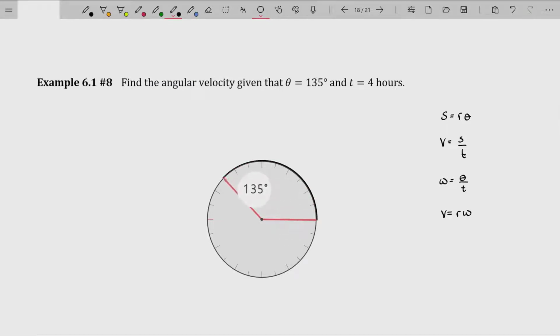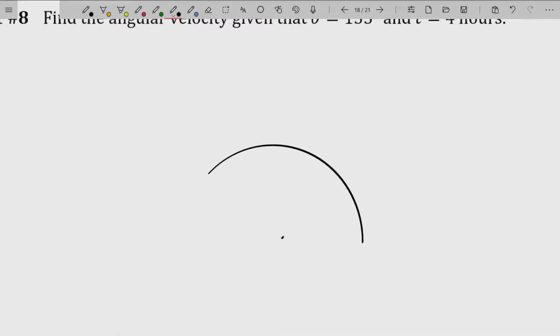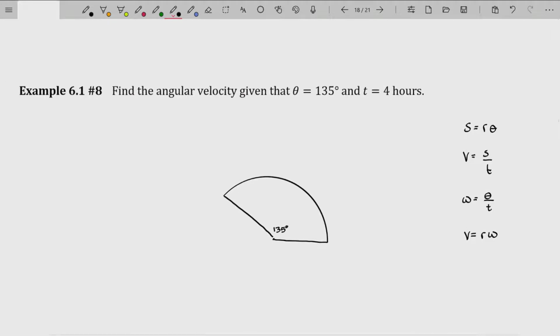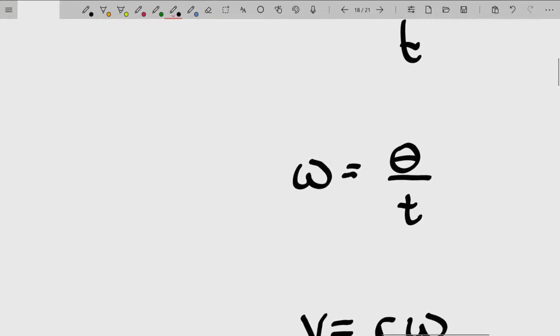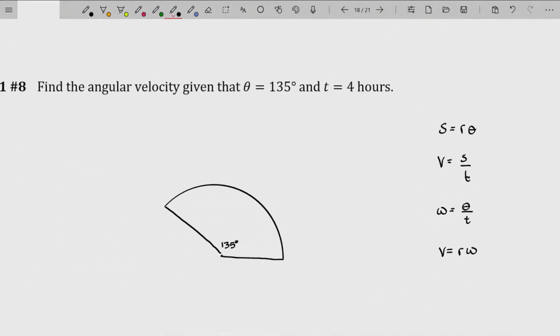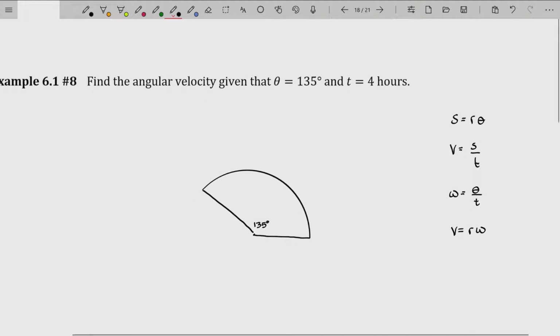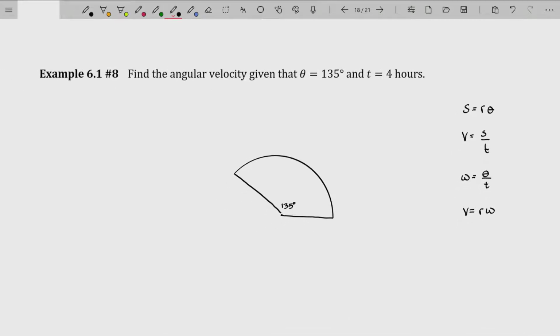So we've rotated through an angle of 135 degrees, and note it took 4 hours to do that. So this is a 135 degree angle, and we want to find the angular velocity. Notice the angular velocity, which is omega right here, doesn't really care about how big the circle is. So I didn't tell you the radius of the circle. Angular velocity does not rely upon the radius of the circle. What matters is how quickly you are opening the angle.